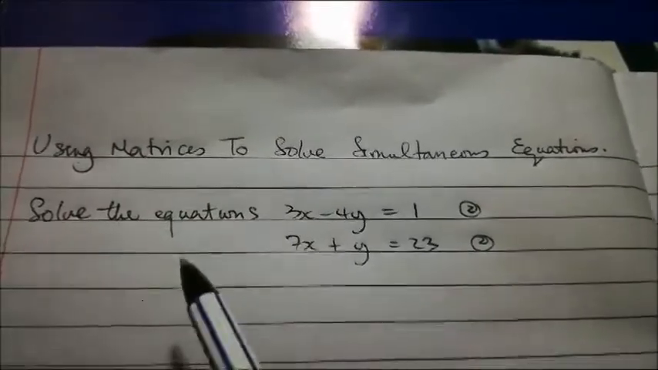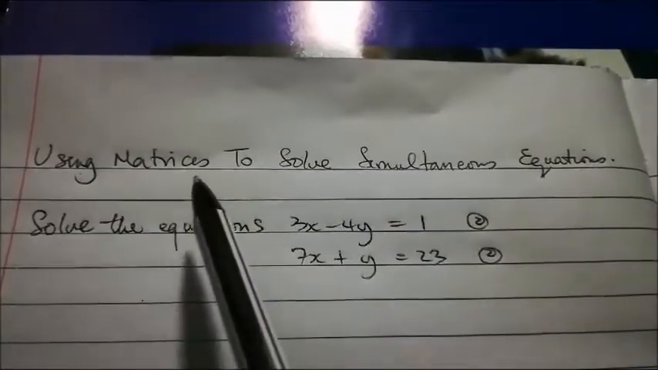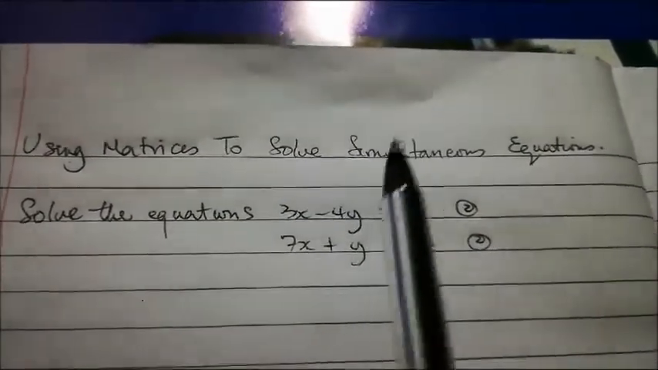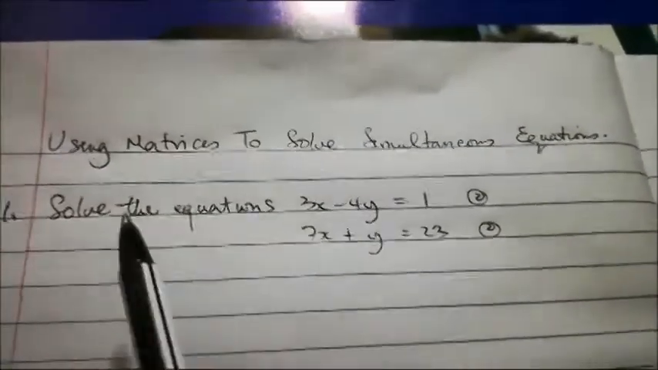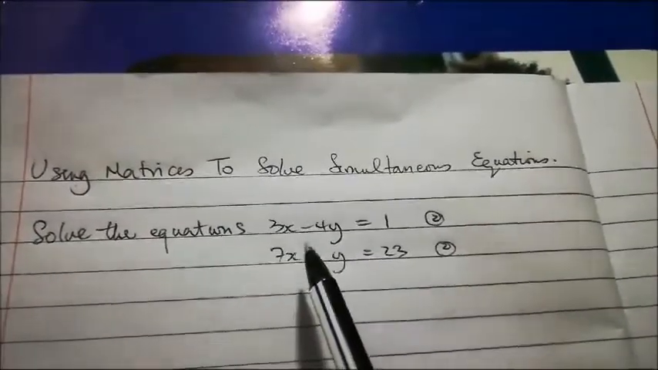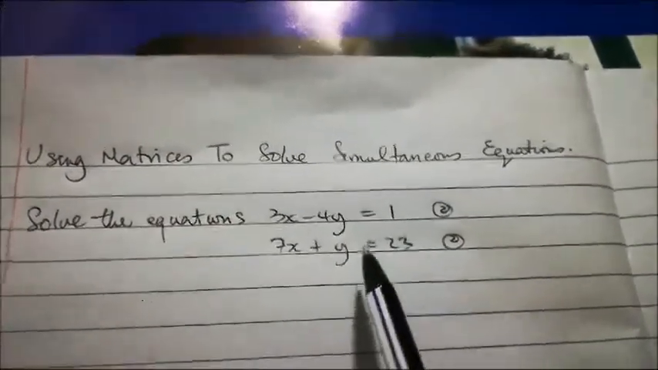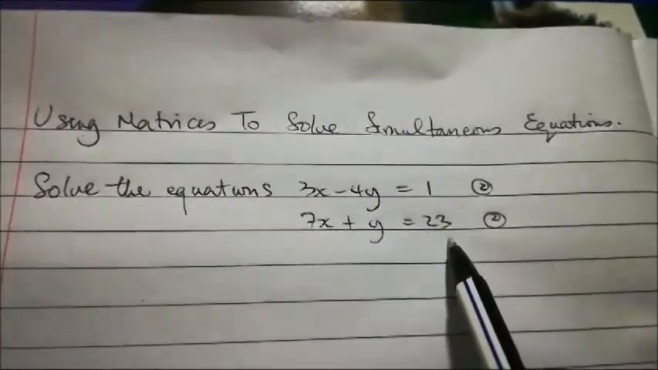Yes, welcome students. Today we want to look at how you can use matrices to solve simultaneous equations, right? And here we're given a problem to solve where we have a pair of equations where 3x minus 4y is equal to 1 and we have 7x plus y is equal to 23.